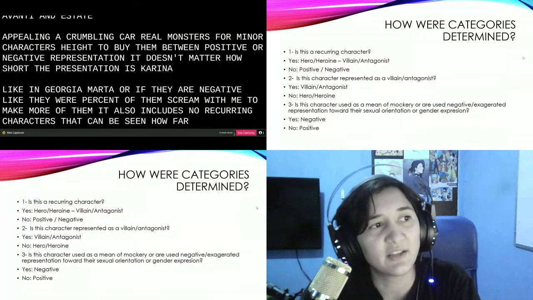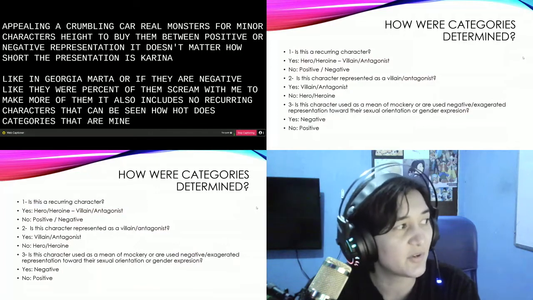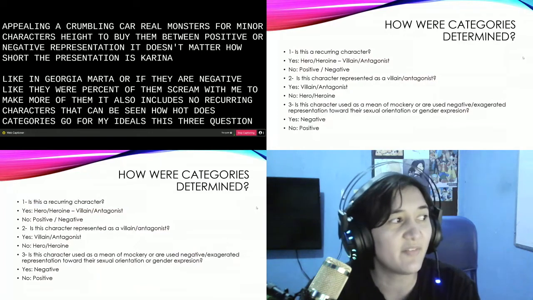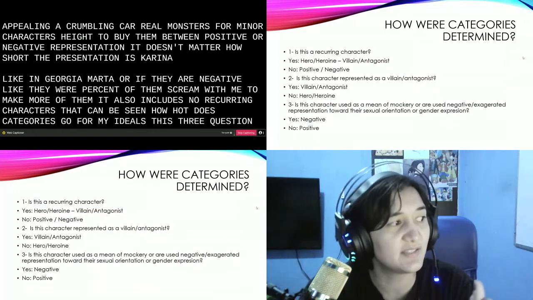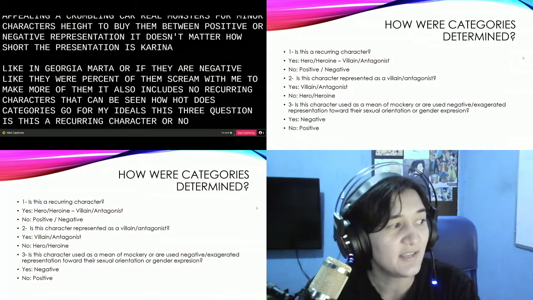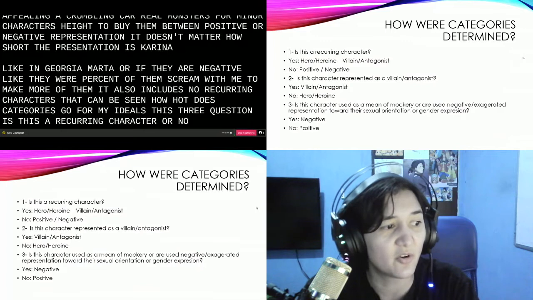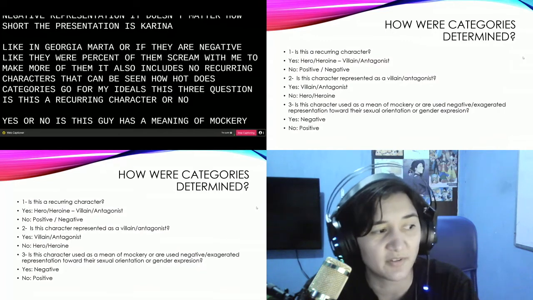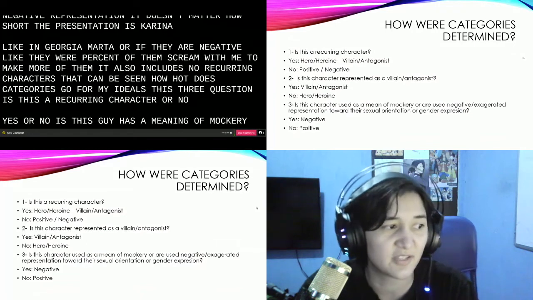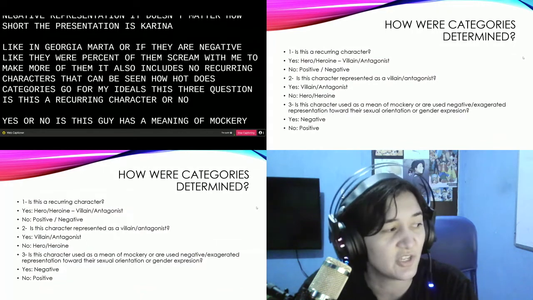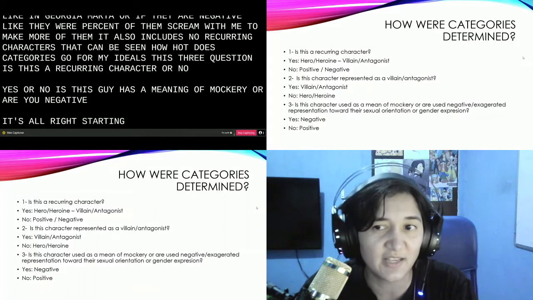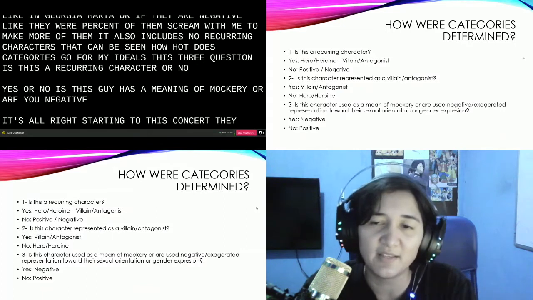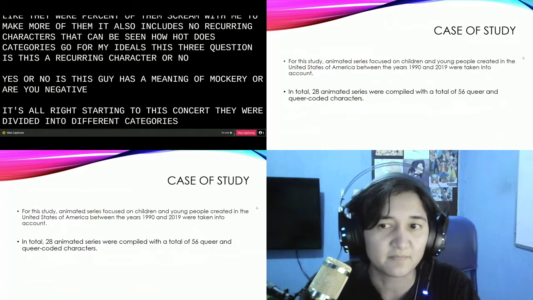How were these categories determined? I use these three questions. Is this a recurring character? Yes or no. Is this character represented as a villain antagonist? Yes or no. Is this character used as a means of mockery, or are negative, exaggerated representations used toward their sexuality, sexual orientation or gender expression? Yes or no. According to these answers, they were divided into the different categories.